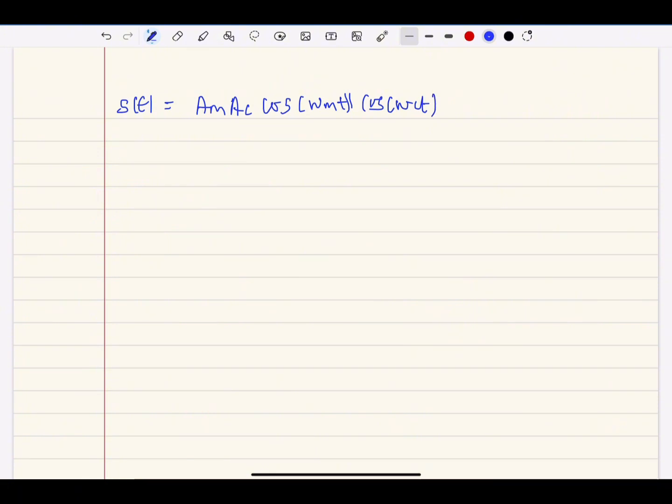In using trigonometric identities, let's consider something here. Which of the trigonometric identities will help us generate this? Let's look into it. We have cos(A plus B) equal to cos A cos B minus sin A sin B.